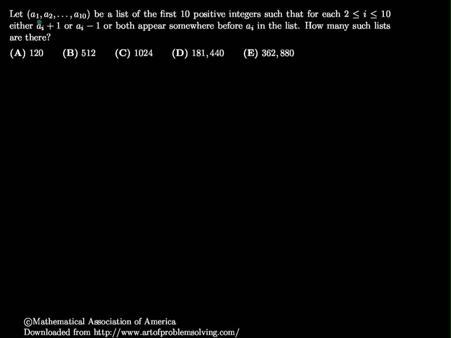So it says let A1, A2, all the way up to A10 be a list of the first 10 positive integers such that for each 2 less than or equal to i less than or equal to 10, either A sub i plus 1 or A sub i minus 1, or both. That actually doesn't even matter. I'm just going to cross it off. You can't get both. Appears somewhere before A sub i on the list. How many such lists are there?